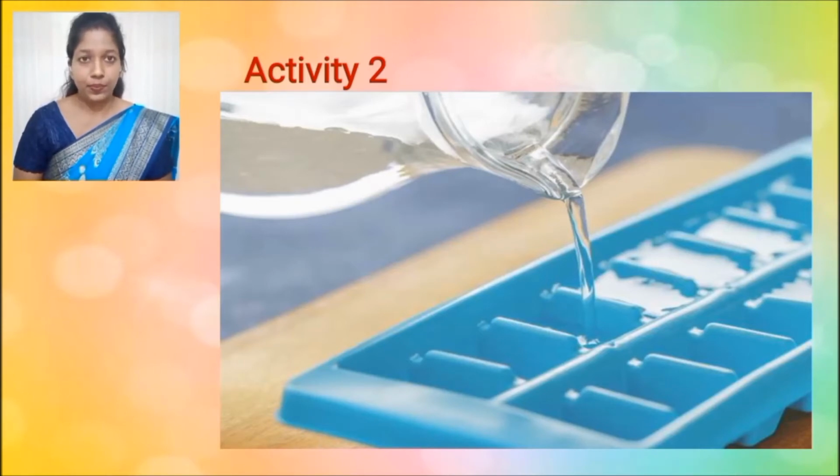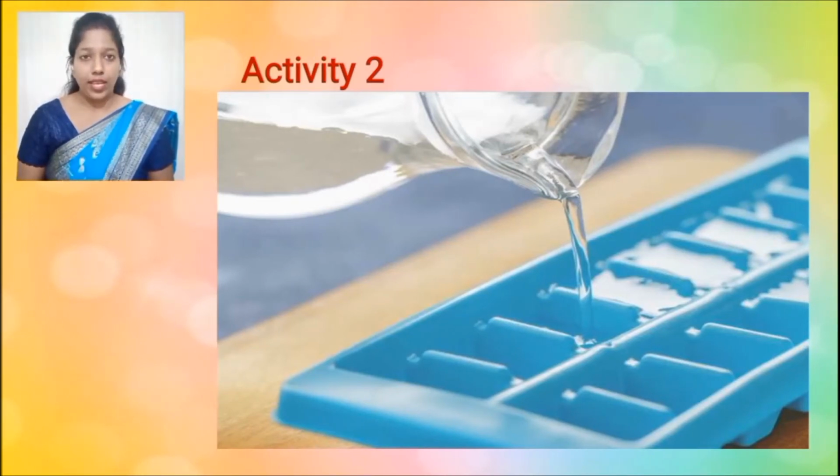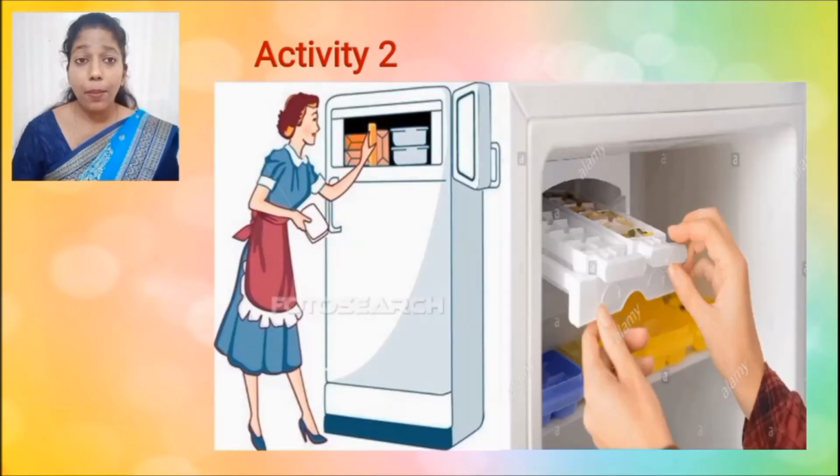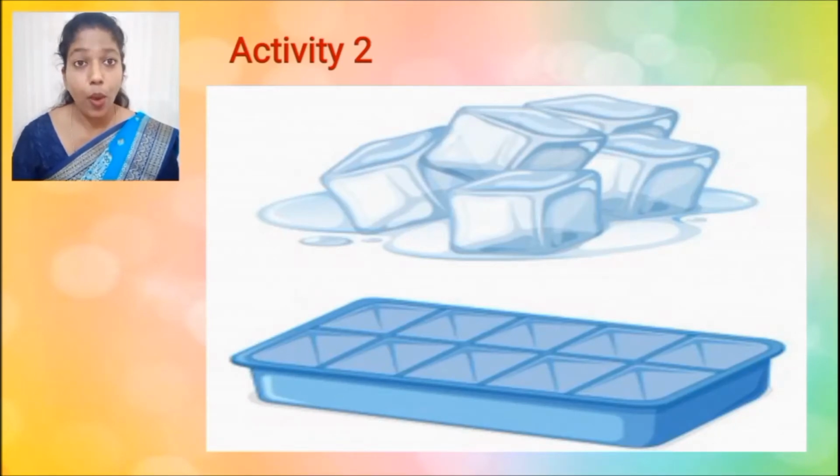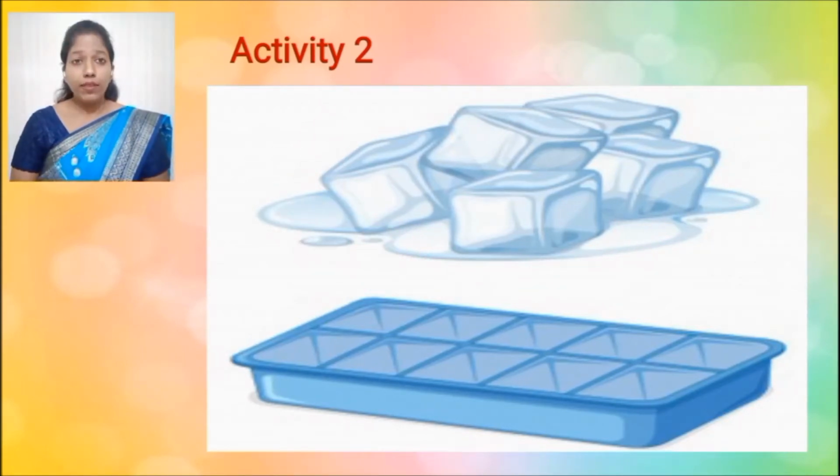Let's see. Take an ice tray. Fill water in it and keep it in the freezer of the refrigerator for 5 to 6 hours. After 5 to 6 hours, what do you observe? The water has become ice. And ice is frozen in the same shape in which water was filled. Liquid water changes into ice, as you can see here. Ice is the solid form of water. Can you give some more examples of solid form of water?